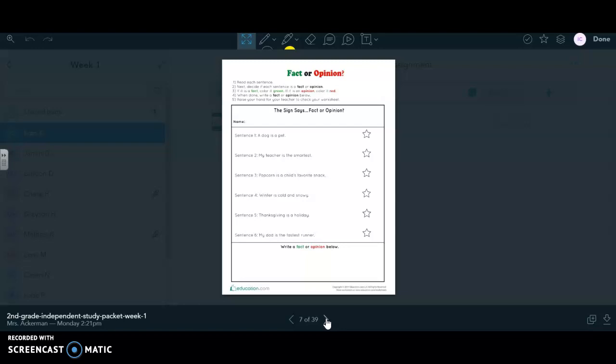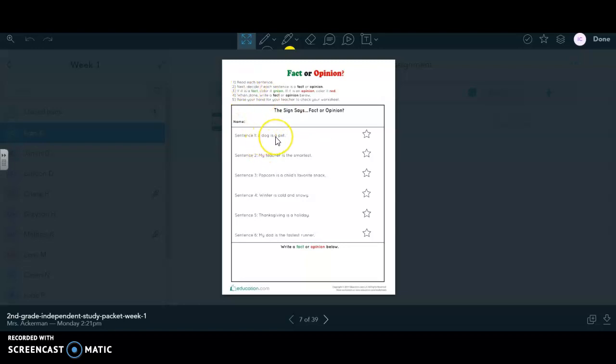Then next, you're going to do fact or opinion. You're going to read each sentence, decide if the sentence is a fact or opinion. A fact could be that there are many animals on this earth. An opinion could be, the dog is the best animal on this earth. That is my opinion. That is my thoughts. An opinion is someone's thoughts or feelings. A fact is something that can be proven. I can prove that there are many different kinds of animals on this earth.